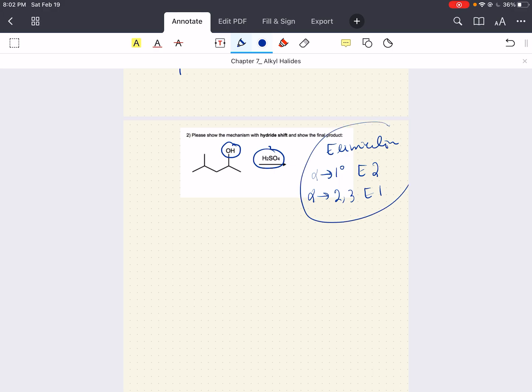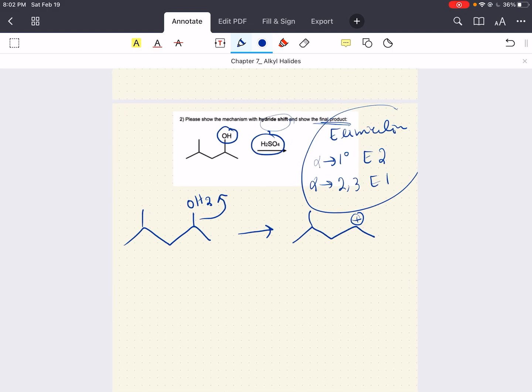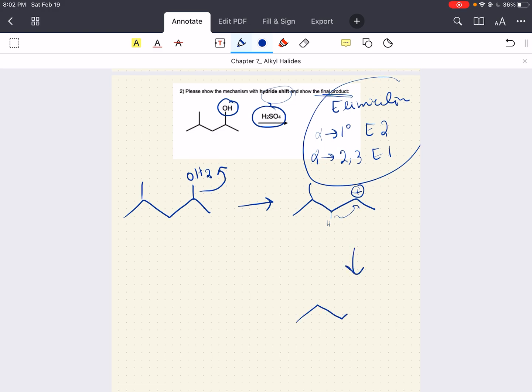Now, please show the mechanism with a hydride shift and show the final product. Fantastic, we can do that. This alcohol group is a bad leaving group, which is why we use concentrated sulfuric acid to convert it into water. Now that it's water, it can leave, and what we have is this secondary carbocation. Now, we can have a hydride shift, so the hydrogen here can shift over. Fantastic, and what we get is something that looks like this. Again, a secondary carbocation. Actually, no, this is perfect.